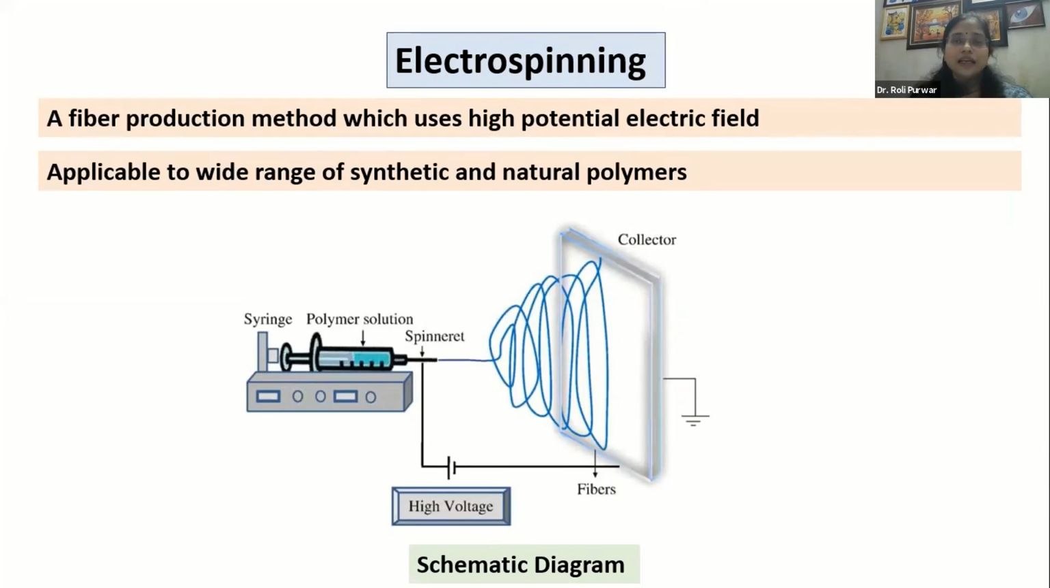So the schematic diagram for the electrospinning machine has 4 major components. The first component is the syringe, where we can have the polymer solution. Then there is a pump which can force the polymeric solution to the needle of the syringe, and that needle of the syringe acts as a spinneret for the production of the nanofibers.